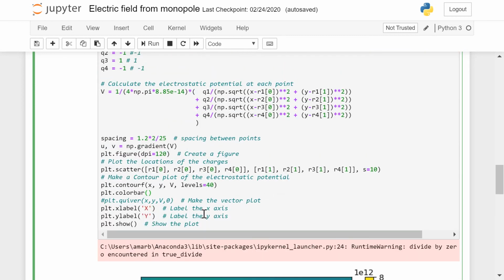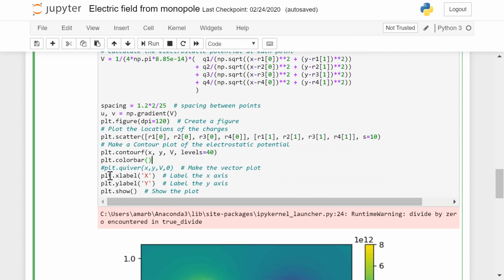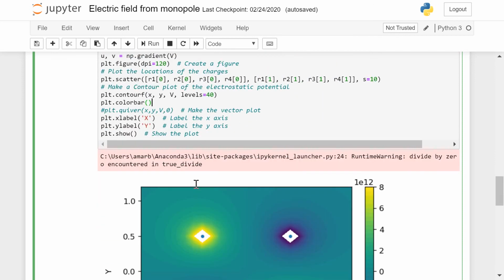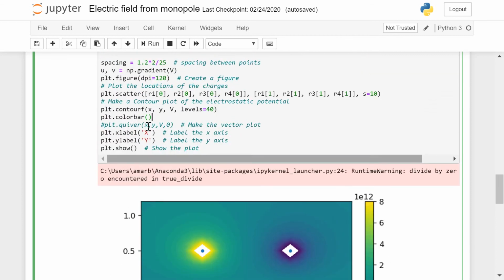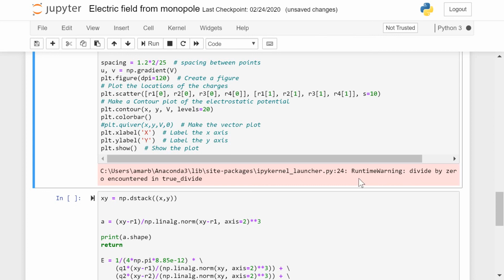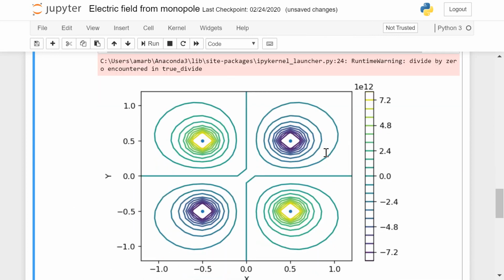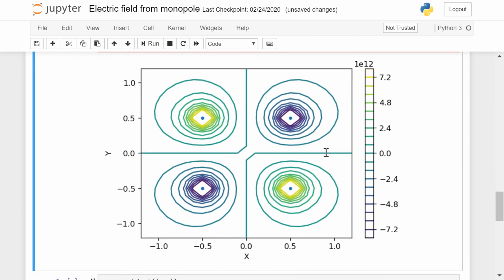Okay. Some of these other commands, like colorbar, xlabel and ylabel, are just to make the graph look a little bit nicer. I'm going to show you one more function here. Instead of contourf, if you do contour, and we'll decrease the number of levels to say 20, you'll see a plot that looks like this instead. So the contours are just not filled.